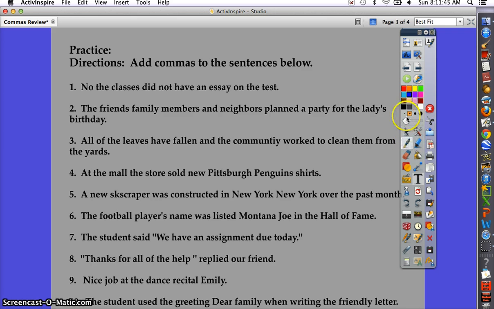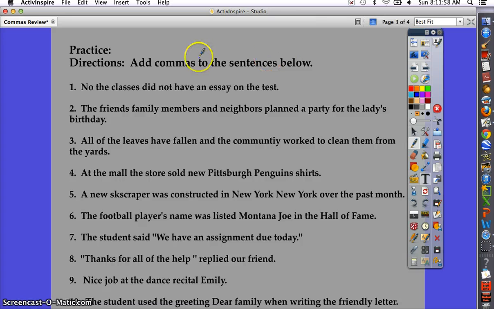So let's take a look at this. It says add the commas to the sentences below, and on the quiz you would have to do the same exact type of task. So this will be a great review to prepare us for the quiz. Looking at number 1: No, the classes did not have an essay on the test. Lucky you. So it's no comma this time, right? Because that's an introductory word for number 1.